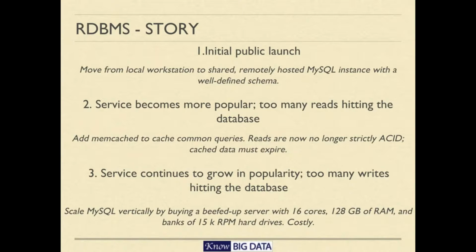Now, what happens when you add a caching layer? You add inconsistency. And how does it happen? It happens because your reads are no longer strictly ACID. What is ACID? ACID are the 4 properties every database should have, every transaction should have. Now, the moment you add a caching layer, your data is in 2 places, one in the database, other in the cache.